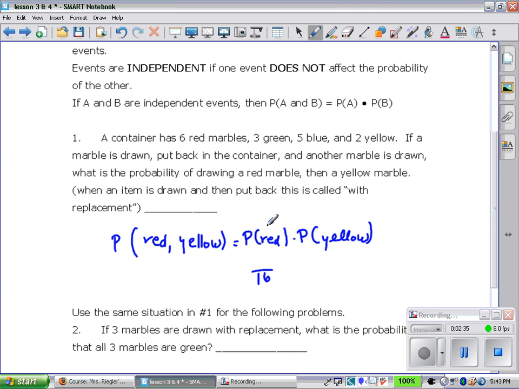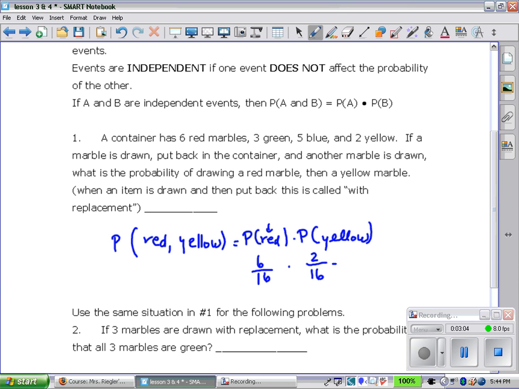Out of those, how many are what we want, which is red? There are 6. Now remember, we pulled out a marble, but we're going to put it right back in. So on your second draw, your sample space is still 16 because you put back that red marble. So what's the probability of getting a yellow marble? Well, there are 2 yellow marbles. So we have a 2 out of 16 chance.